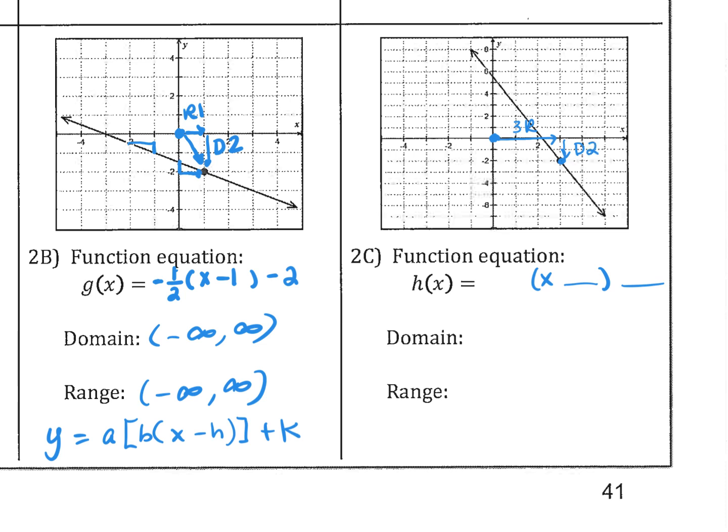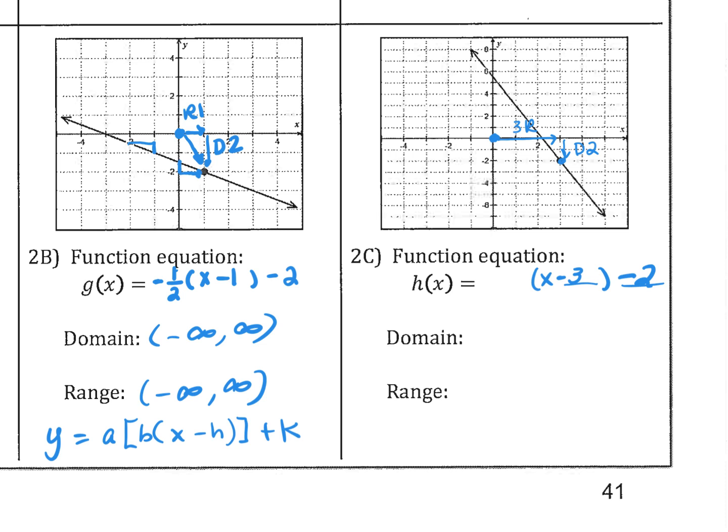So what does that 3 to the right do? -3 inside, and the 2 down does what? The 2 down and the other one went a -2 on the end, so the 2 down here also puts a -2 at the end, doesn't it? Now we got to figure out what goes in front. Normally it's supposed to do this. This one does this, doesn't it? So what automatically goes in front? A negative, right? We can tell that from the slope too.